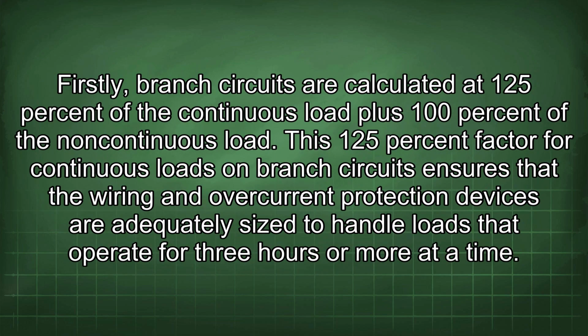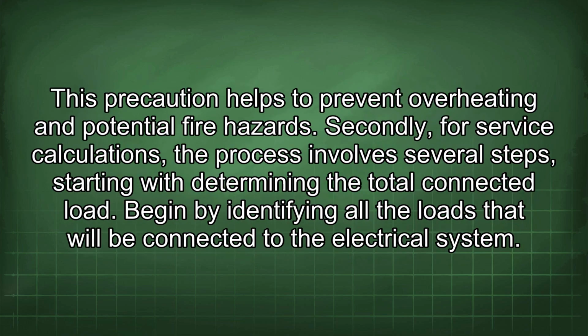We will cover the steps involved in calculating these loads, the relevant NEC sections, and practical examples to illustrate the process. Firstly, branch circuits are calculated at 125% of the continuous load plus 100% of the non-continuous load. This 125% factor for continuous loads on branch circuits ensures that the wiring and overcurrent protection devices are adequately sized to handle loads that operate for 3 hours or more at a time. This precaution helps to prevent overheating and potential fire hazards.